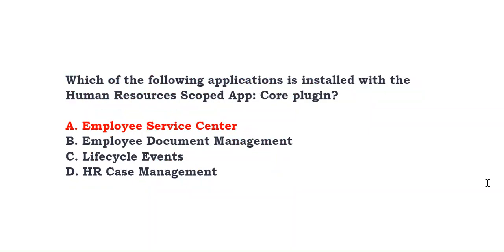Next, which of the following applications is installed with the human resource scoped app core plugin? Option A, Employee Service Center. Option B, Employee Document Management. Option C, Life Cycle Events. Option D, HR Case Management. Correct answer is option A, that is Employee Service Center.